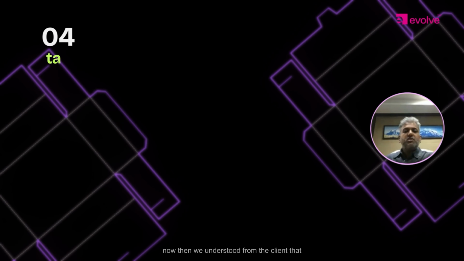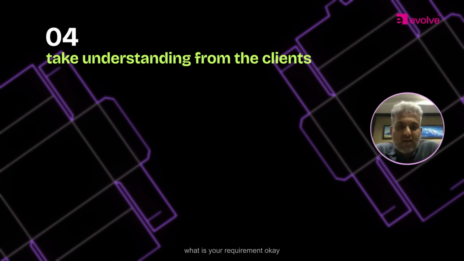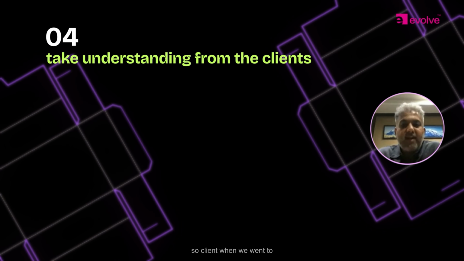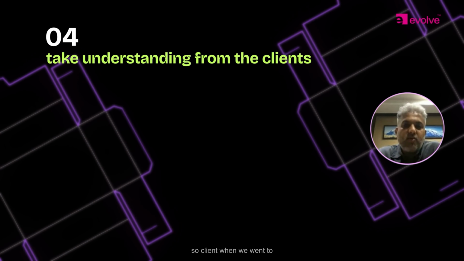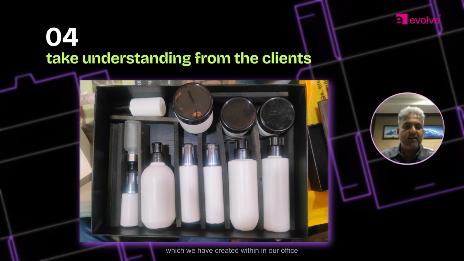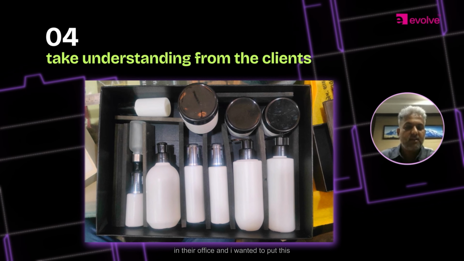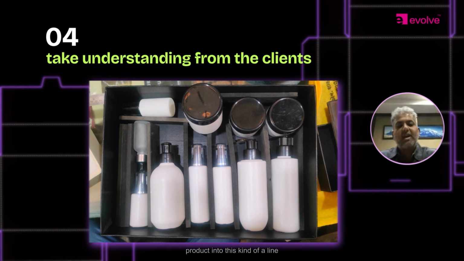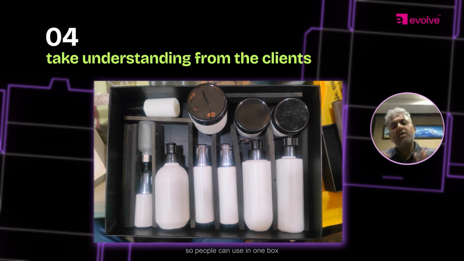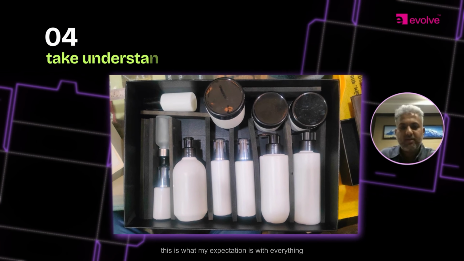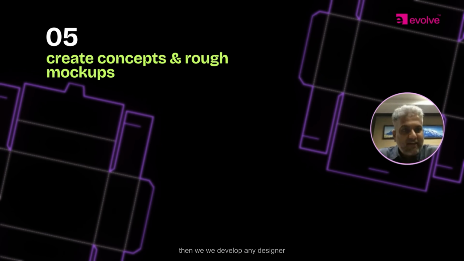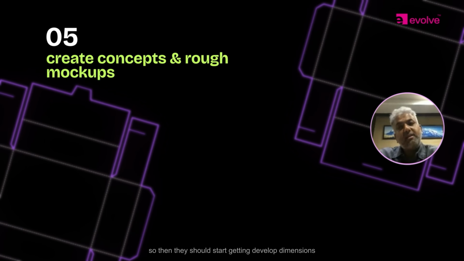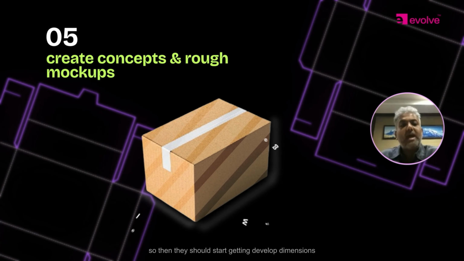Then we understood from the client what their requirement is. When we went to him, he gave us this kind of structure: he wanted one black box, which we created in their office. He wanted to put this product into this kind of a line so people can use it in one box. This is what my expectation is with everything. Then we develop with a designer, and they should start developing dimensions.